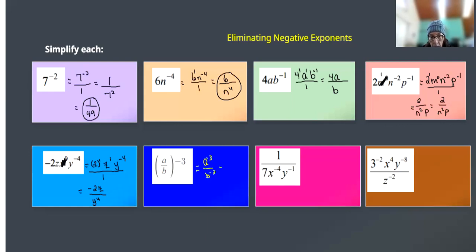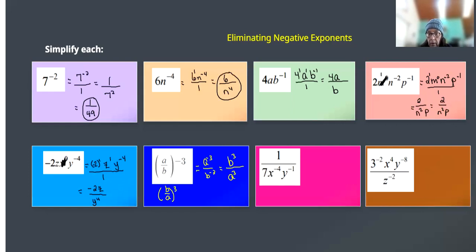Now, the a is to a -3, put it on the bottom. Now it's positive. The b is to a -3 and it's on the bottom, put it on the top, and now it's positive. So what I could have done right off the start, I could have just flipped this, and now it's a +3. All right, the whole thing is in parentheses, so the whole thing is to the -3. You got to be careful of that.